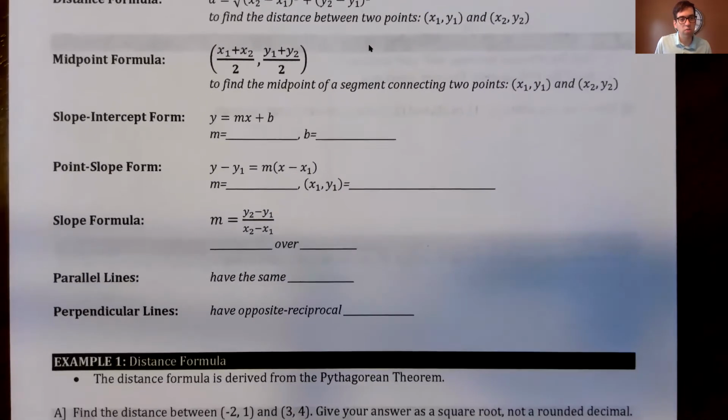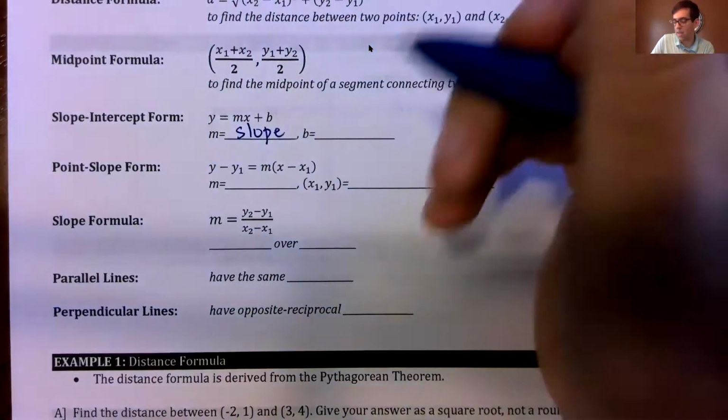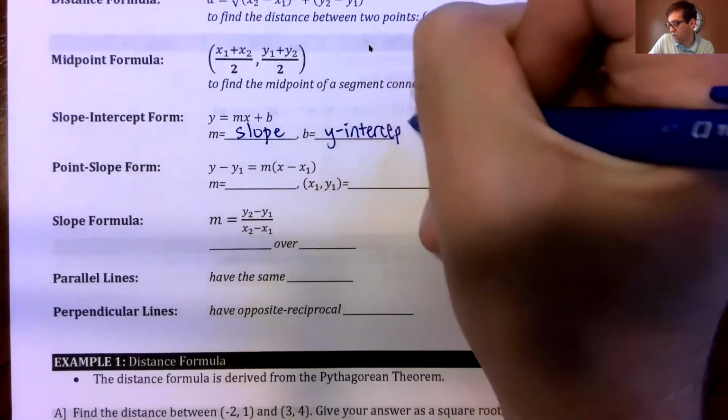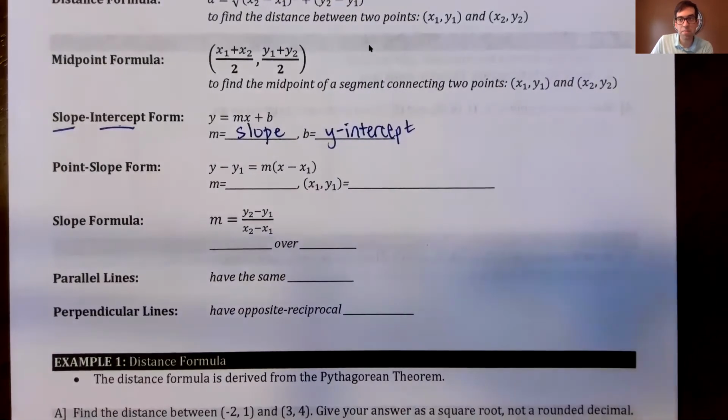Next up, we have slope-intercept form. m stands for the slope, and b stands for the y-intercept. There's a reason why it's called the slope-intercept form, because it has the slope and the y-intercept built right in.